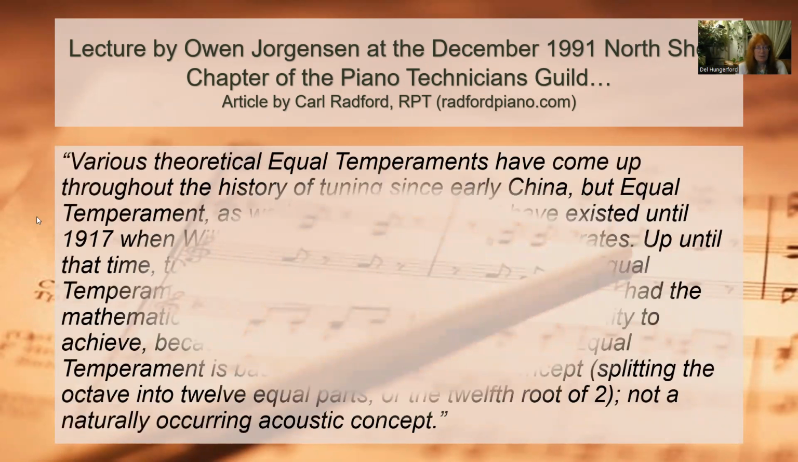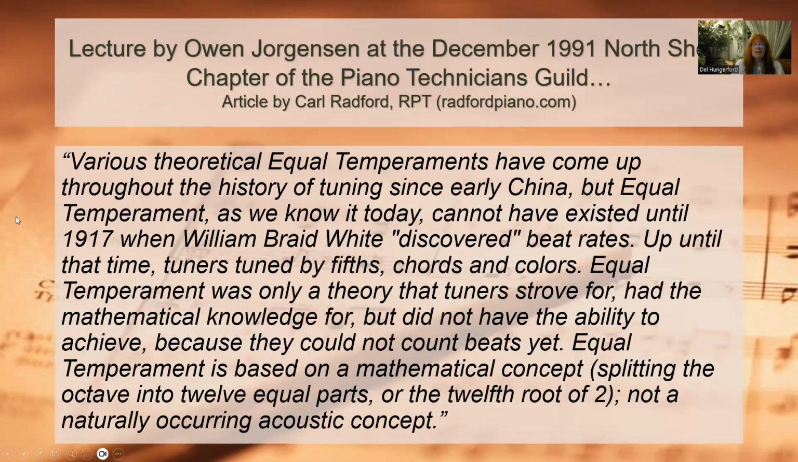I'm going to read this quote. I thought this was fascinating. This explains so much of what I've been saying earlier. Various theoretical equal temperaments have come up throughout the history of tuning since early China. But equal temperament, as we know it today, cannot have existed until 1917, when William Braid White discovered beat rates.